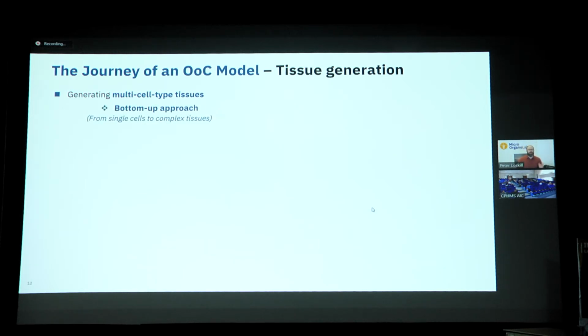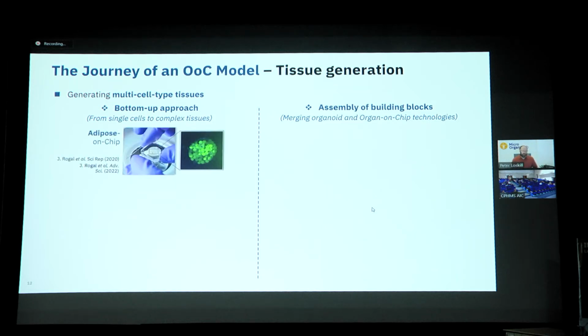These two basic approaches are, on the one hand, the bottom-up approach, where we use single cells to build complex tissues, and the assembly of building blocks approach, where we merge organoid and organ-on-chip technologies. I'm going to show you a few of these approaches. The first one I'm going to start with is the adipose-on-chip.